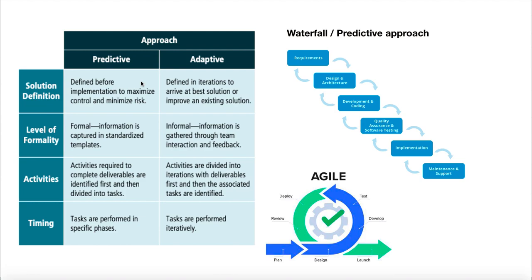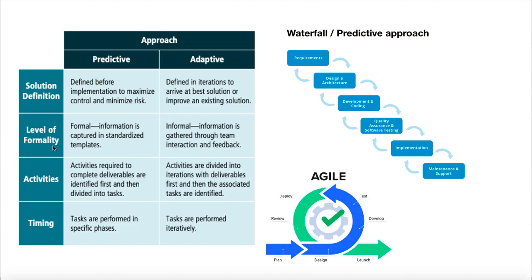Let's say that you have a project with a lot of certainties, that is, you're aware of what needs to be done, you know what the rules and regulations are that need to be followed, and there would be risk if you do not address certain areas in the project, so you need to identify everything first. If that's the case, then you can go with the predictive or the waterfall approach.